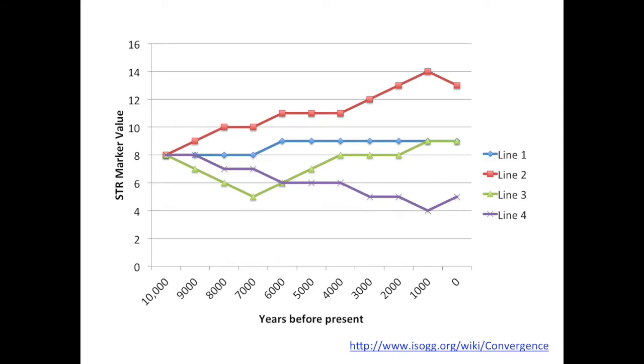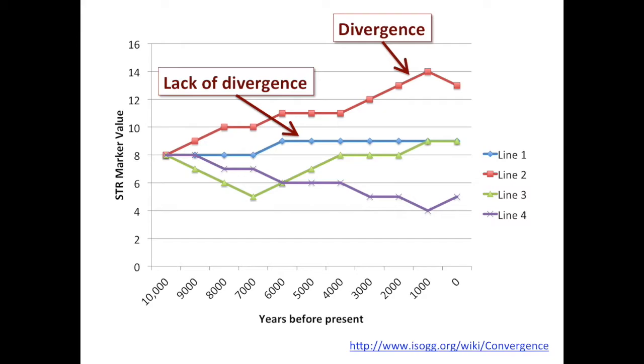And if you look, the first one would be divergent. So you're getting divergence away from the original value. Here you're getting a relative lack of divergence. It kind of diverges from 7,000 years ago, and then it stays the same. So it's a relative lack of divergence. But then you're also getting convergence.